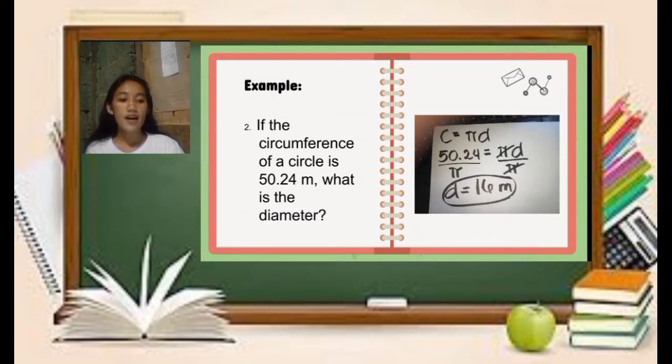50.24 equals pi d. So, in order to find the diameter, we need to divide both sides by pi so that the diameter will remain. So that ang diameter mo ay mahabilin. So, 50.24 divided by pi. So, the diameter equals 16 meters. So, if the circumference of a circle is 50.24, then its diameter is 16 meters.